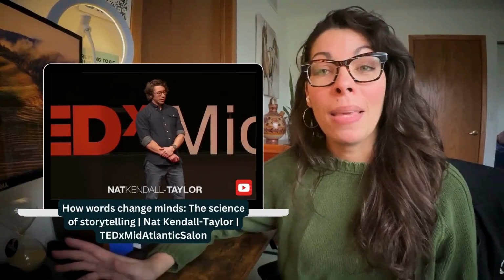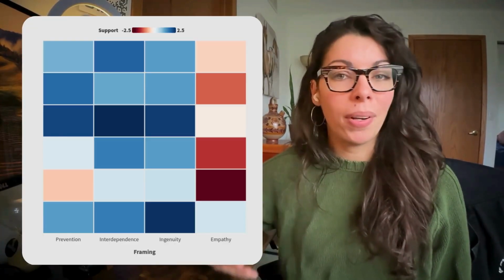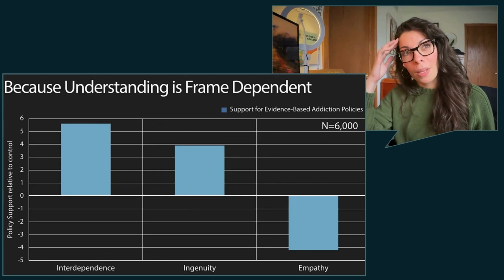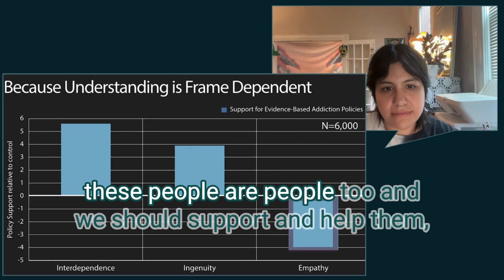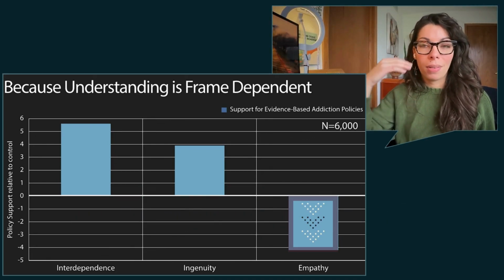That one's probably my favorite, mostly because it includes storytelling, which I find to be core to broadening societal impacts of research. I came across a TEDx talk by Dr. Nathaniel Kendall Taylor, and they were presenting research about framing and messaging and how it elicits positive or negative support for policies and reform. They were showing this bar chart where when you frame the message in an empathetic sense, meaning these people are people too, and we should support and help them, there was negative support relative to the control.